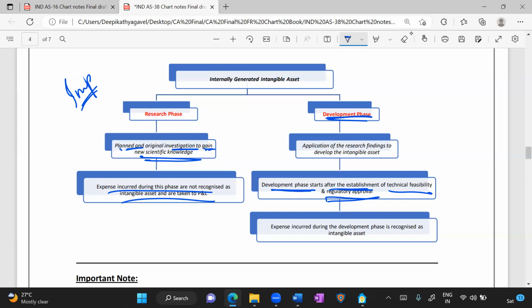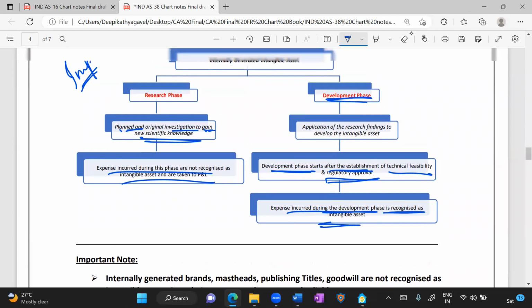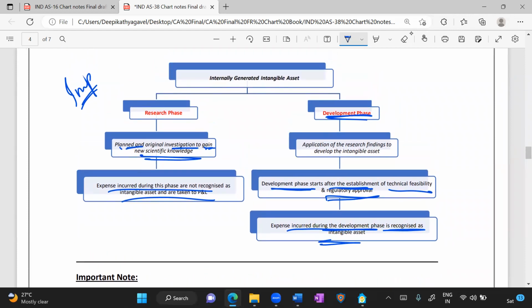So the standard very clearly says that the development stage will begin only when the technical feasibility and regulatory approval are obtained, right? And the expense that is incurred in this development phase is recognized as an intangible asset. Whatever expenses you incur in the development phase can be recognized as an intangible asset.